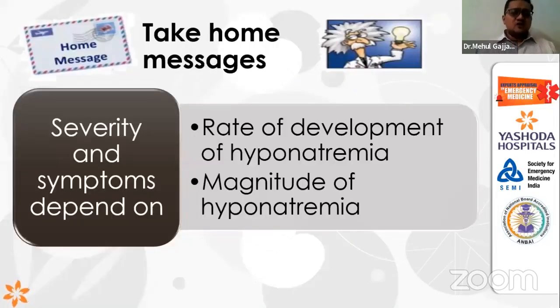So, take-home messages for hyponatremia: the treatment, symptoms and severity of hyponatremia always depend on the rate of development, how fast the hyponatremia has developed. If it is acute hyponatremia, less than 48 hours, there will always be more severity and more symptoms. The symptoms and severity also depend on the magnitude of hyponatremia, that is, the serum sodium level. If it is less than 125 or 120, the severity of symptoms will be more.